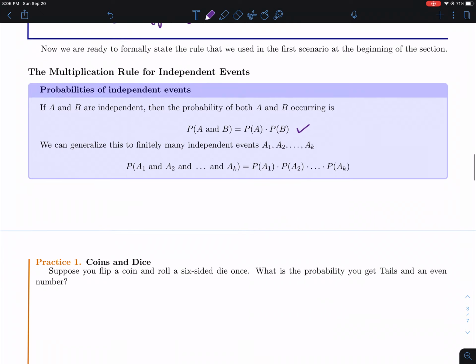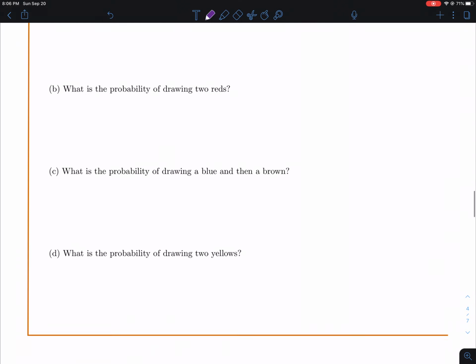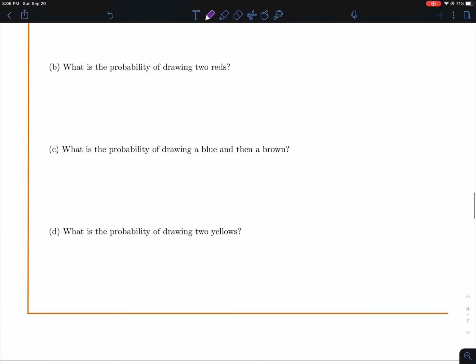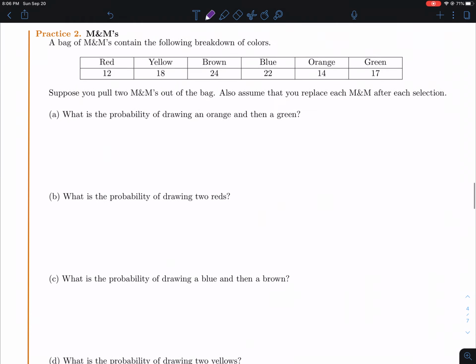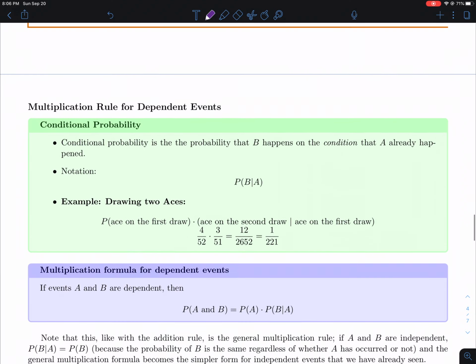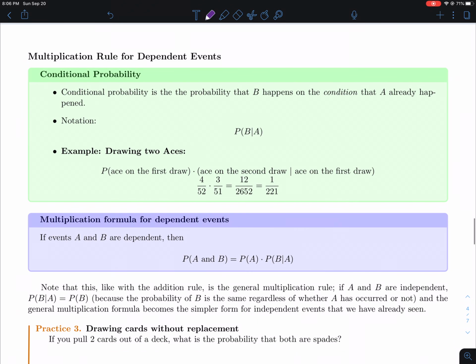All right, so the next couple here, practice 1 and practice 2, are using independent events. I'll leave these for you to practice, and then I'm going to move on to conditional probability or dependent events. At this point, pause the video, do those couple practice problems, and then come back and catch up with what we're doing here.